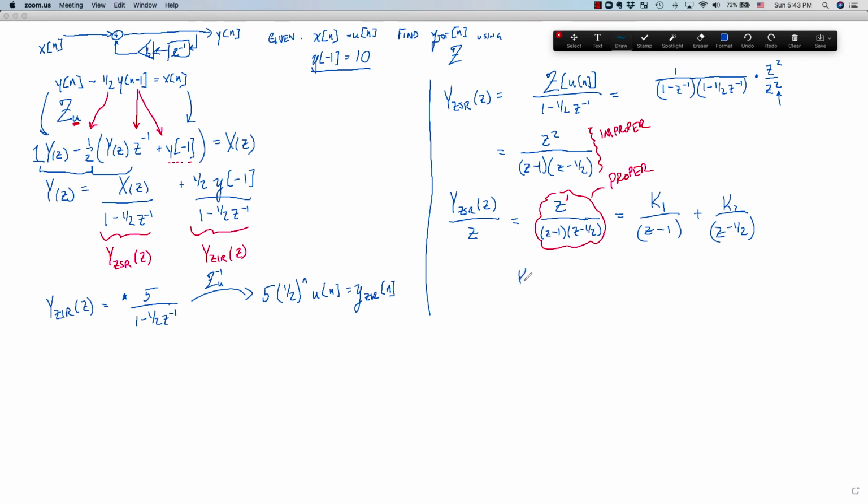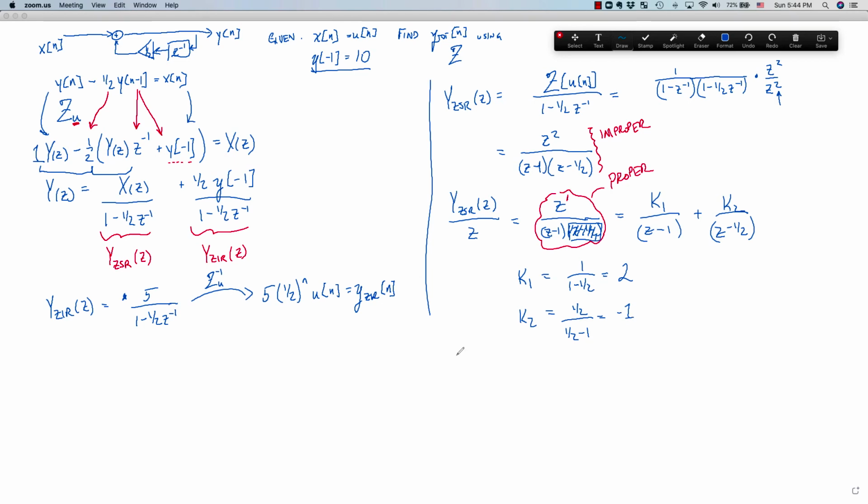So for k1, if I multiply both sides by z minus 1, I get the following. And then I can evaluate that at 1. So I get 1 over 1 minus 1/2, also known as 2. Okay, so let's do k2. But to do that, I'm going to have to put this fraction back in. Okay, to get k2, I equivalently multiply both sides by z minus 1/2, and then I plug in z equals 1/2. So I get 1/2 over 1/2 minus 1, which is -1.